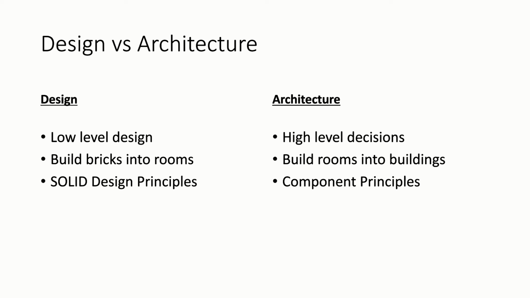Design is about building bricks into rooms. So if you imagine bricks being lines of code, you're building rooms, which are the modules. So in .NET, you're looking at a CS file as the module. And architecture is about building those rooms into buildings. So it's about how do you put those classes and modules and code files into the buildings?